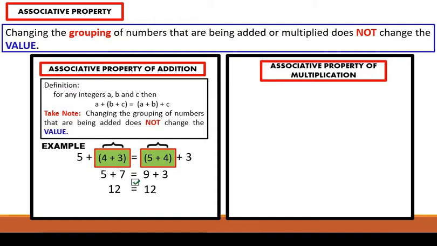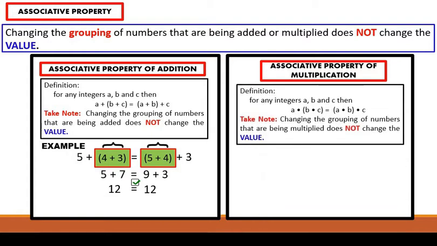Okay? So, that's associative. In multiplication, same lang. Changing the groupings of the factors does not affect the product. So, ganun din siya. So, dito ang nakagroup natin is 2 times 7. Same yung arrangement niya, 2 times 7 times 3, pero ang group na natin ay si 7 and 3.